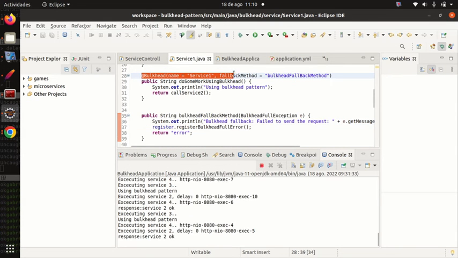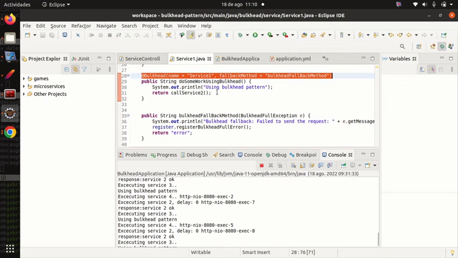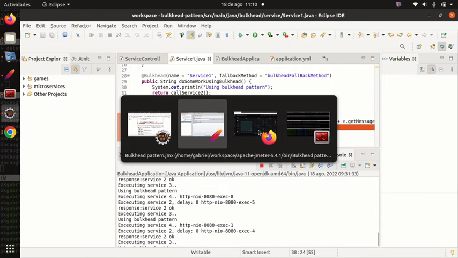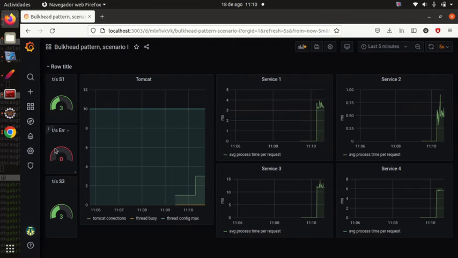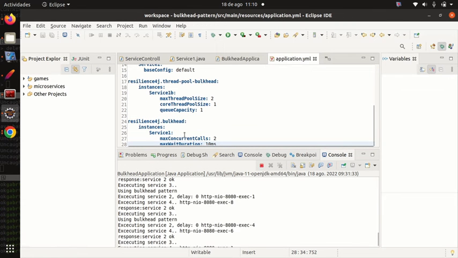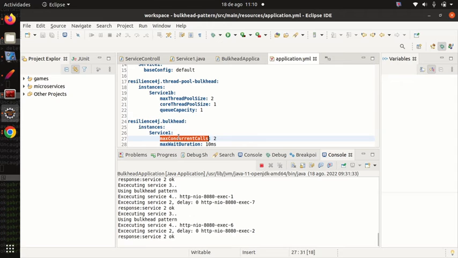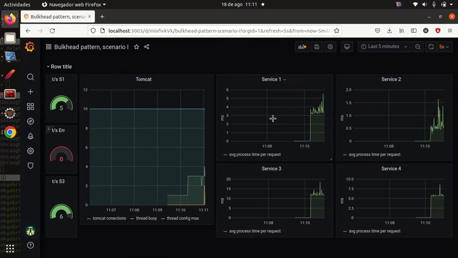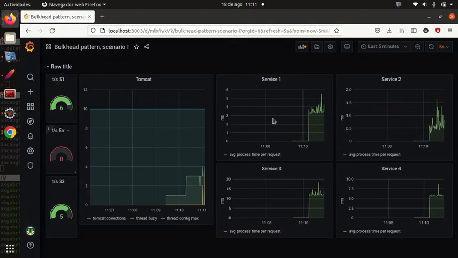Here, this annotation provided by the library is the implementation of the pattern, and every time the Bulkhead rejects a request, it will call this method that will register a metric in the database. We'll see those metrics in this graph. And let me show you the Bulkhead configuration. It will allow a maximum of 2 concurrent calls, and if the request is not processed after 10 milliseconds, it will be rejected. Let's check the server. We are about to finalize the ramp-up period.